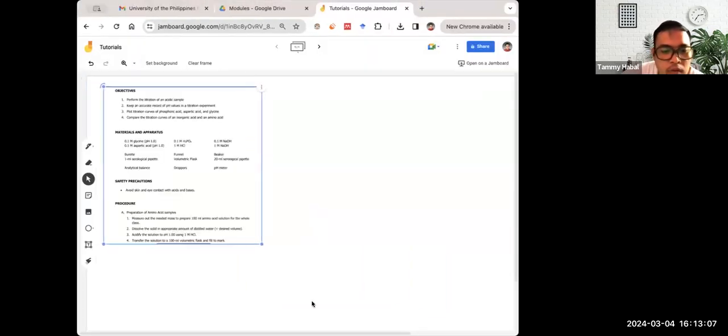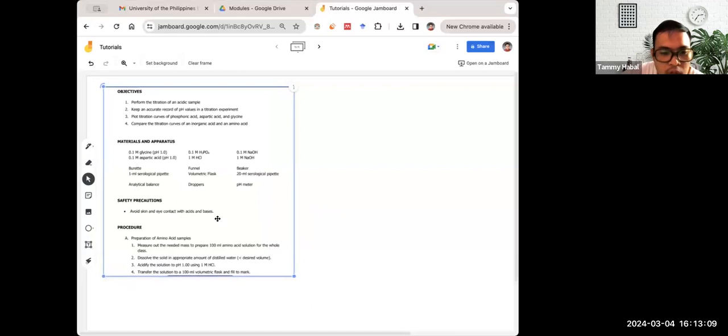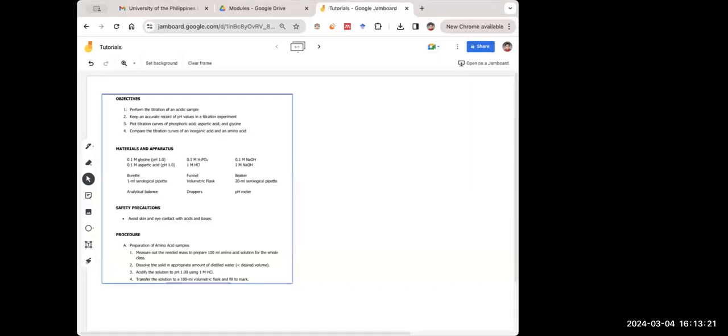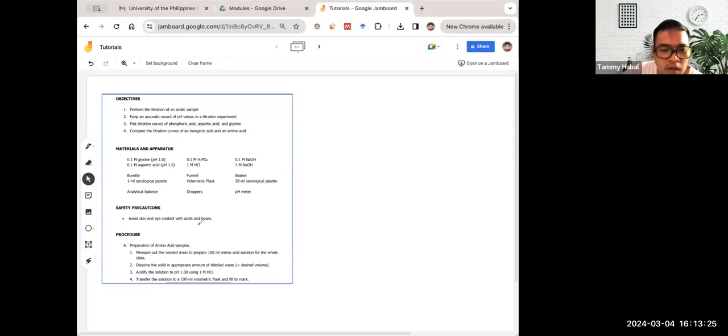Okay. So here's your procedure. This is how you do a schematic. Are you doing schematics before the laboratory? Not as far as I know. So, okay, letter A: measure the needed mass. So what you do is a schematic diagram.